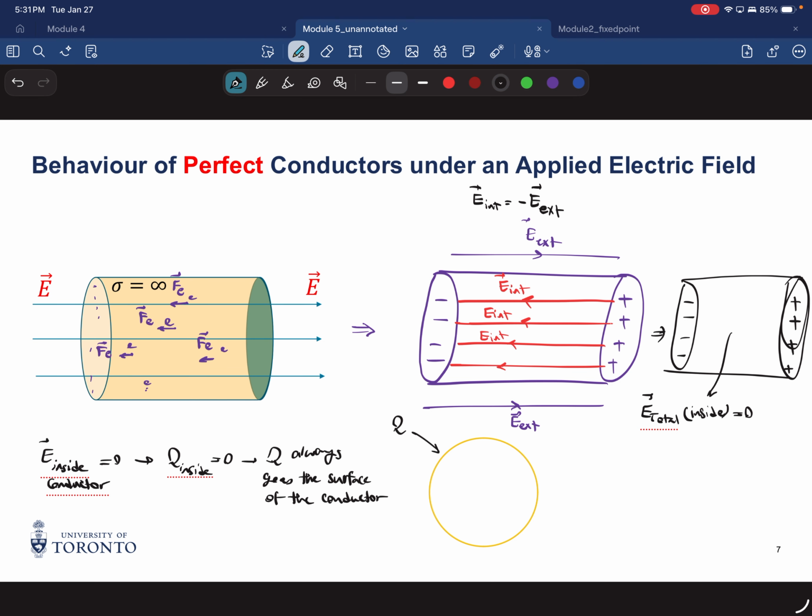Where do the charges go? Do they go inside or on the surface? Surface. Now, do they distribute uniformly or non-uniformly? It should be uniformly, because that's the only way that the electric field inside is going to be 0. They would cancel each other's electric field. So this is a uniform distribution.